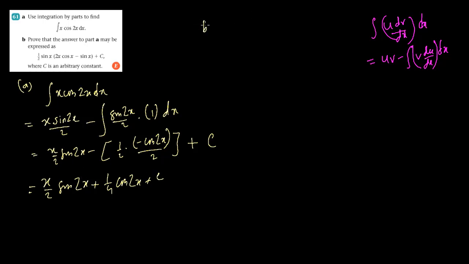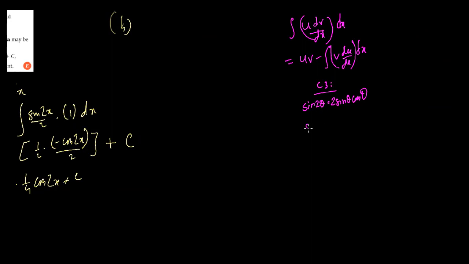In question number B, we have to use trigonometric identities to break this 2x into x. That means we have to use this C3 double angle rule, that sine 2 theta is 2 sine theta cos theta, and cos 2 theta can be written as either 1 minus 2 sine squared theta or 2 cos squared theta minus 1. Either one would do. What we have to prove here then is that the 2x can be broken down.